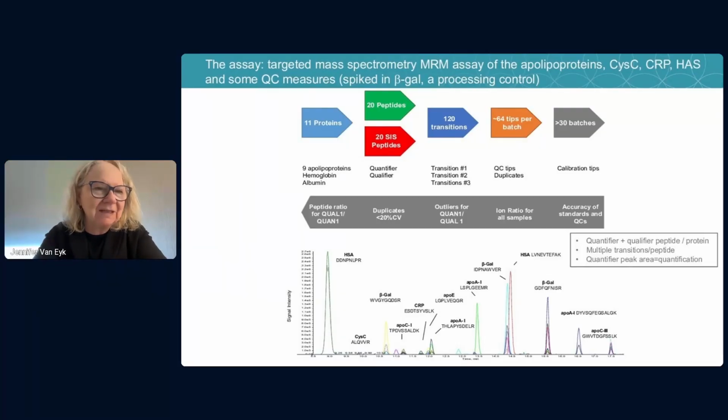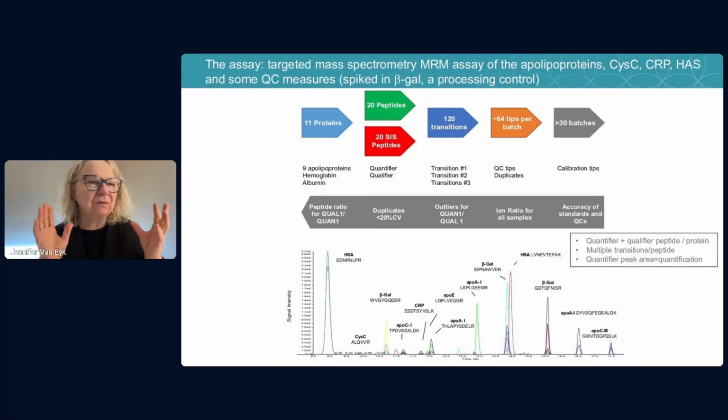The quantifier peptide is usually the most sensitive, the most robust peptide, and that peptide is the one that we actually use to quantify. So we do the peak area under it. The second peptide is the qualifier. It's there really to make sure that you're measuring the right protein.